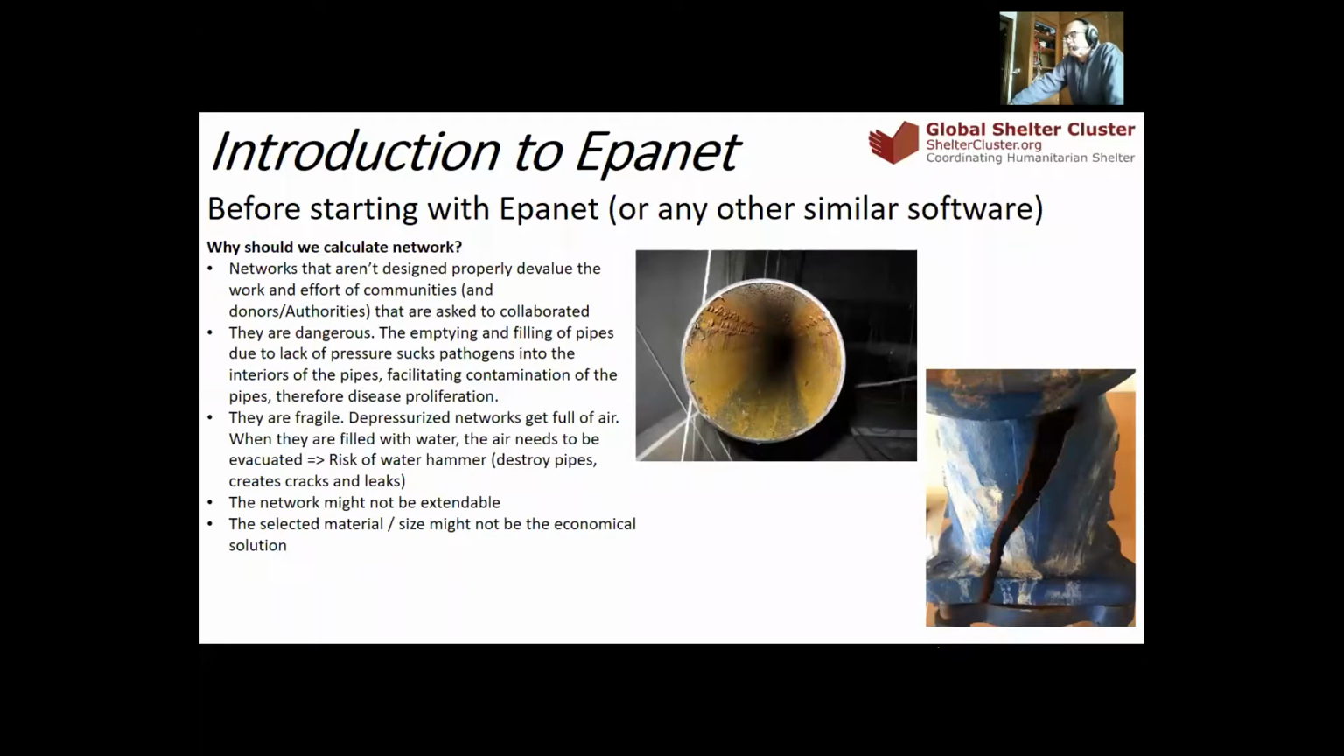Okay. And of course, at the end, those networks are usually built through donors. And that's why we should have a proper calculation of our network. We should have a proper projection of the network because we are also responsible in front of the donors. We do not want to have a bad project. We want to show that our network is sustainable and as well on the long term. The network must be extendable. The material needs to be selected in a way that it is economical, correct, and the right size.